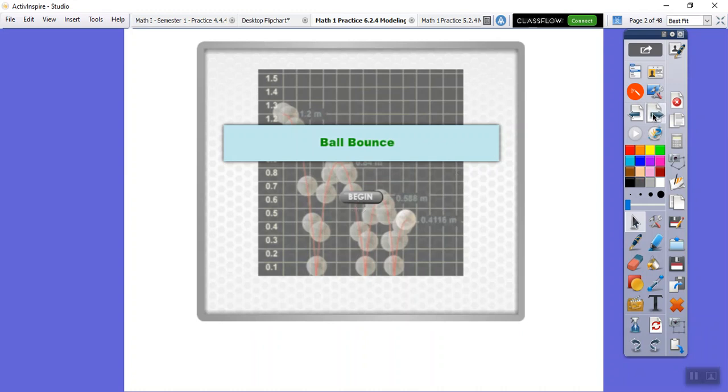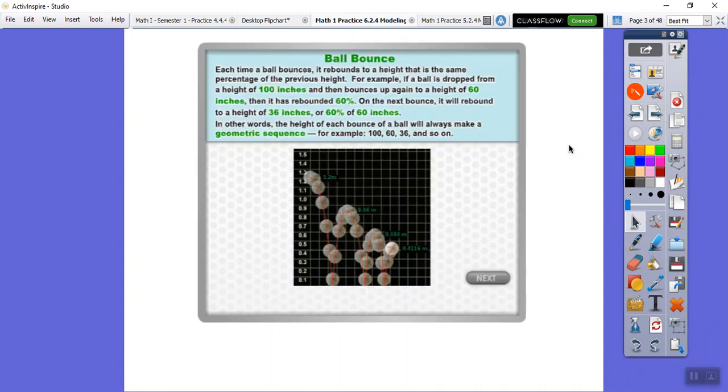So when you click the little begin symbol there to come up with this, and sorry it's hard to read, but it says each time a ball bounces, it rebounds to a height that is the same percentage of the previous height. So for example, if a ball is dropped from a height of 100 inches, and then it bounces up again to a height of 60 inches, then its rebound is 60%. So 100 is 100%, and whatever's the number after that is your percentage. Then on the next bounce, it'll rebound to another 60% of 60, which is 36 inches.